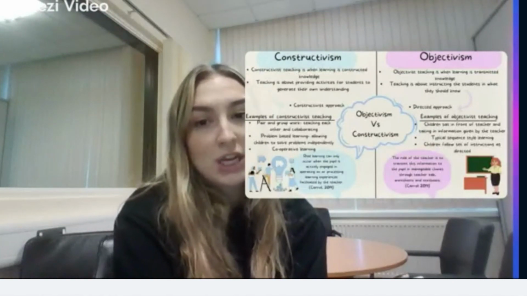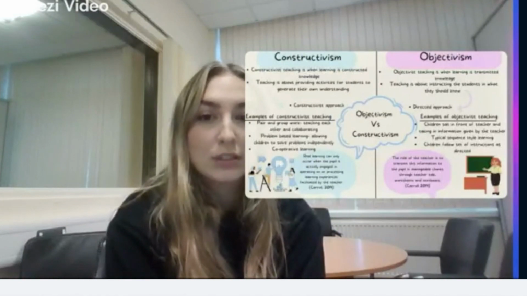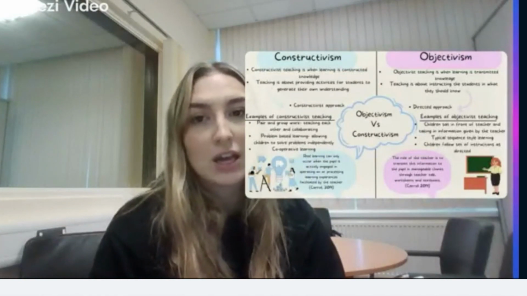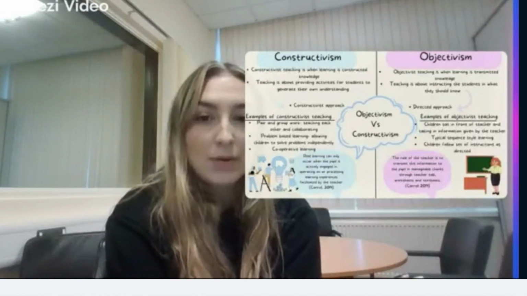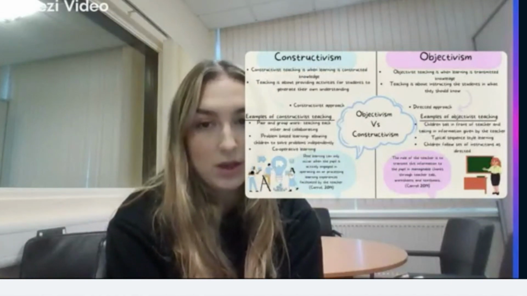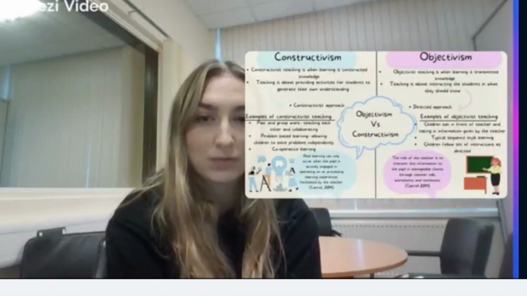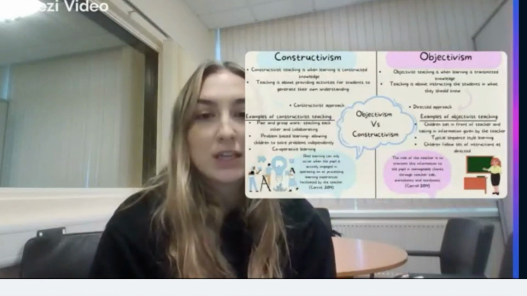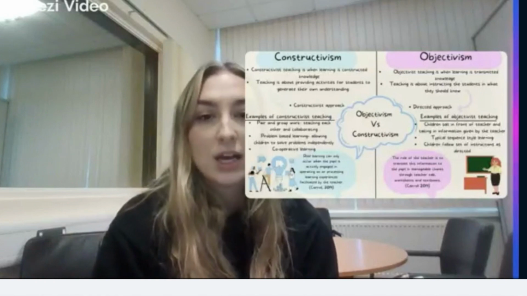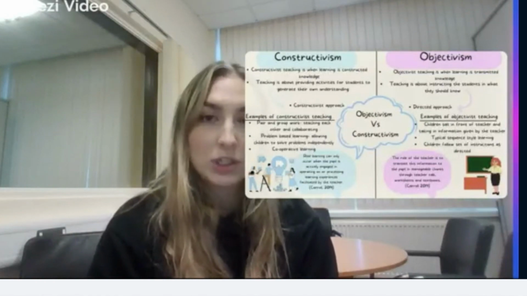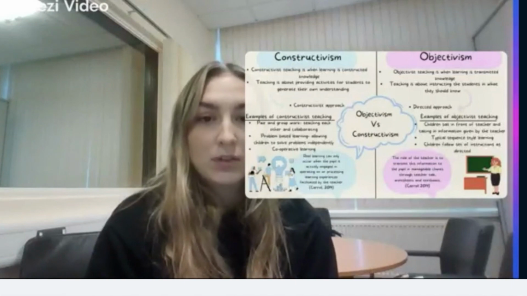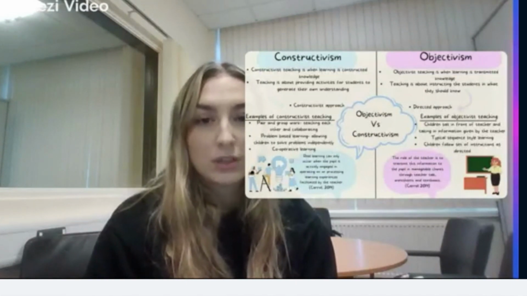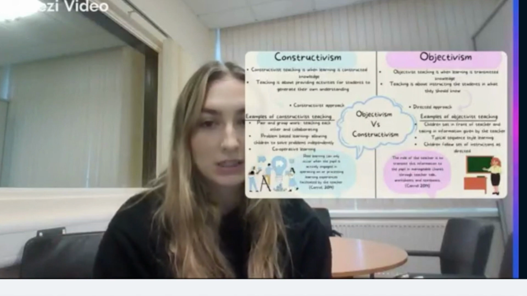Examples of constructivist teaching are pair and group work, so they can work together and teach each other whilst collaborating. Problem-based learning, allowing the children to solve problems on their own, and also cooperative learning. Whereas in objectivism, the child is sat in front of the teacher and they take in the information that's given by the teacher. It's a typical sequence style of learning, and children follow a set of instructions as directed.